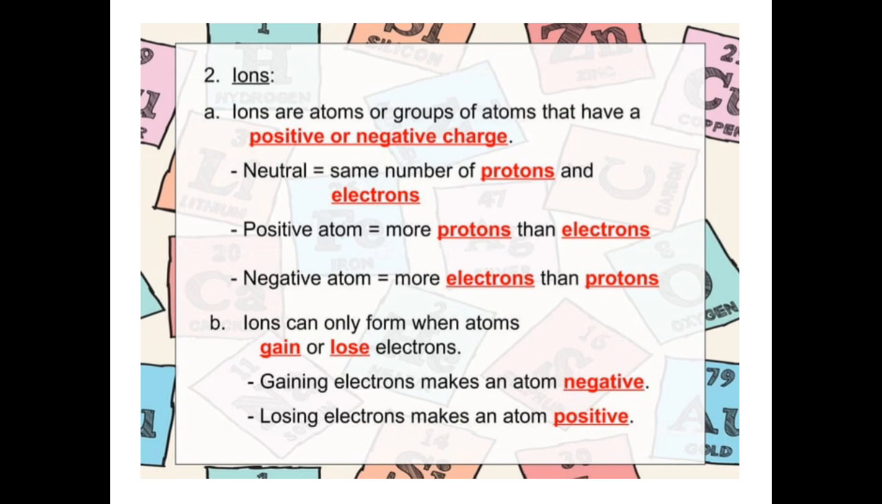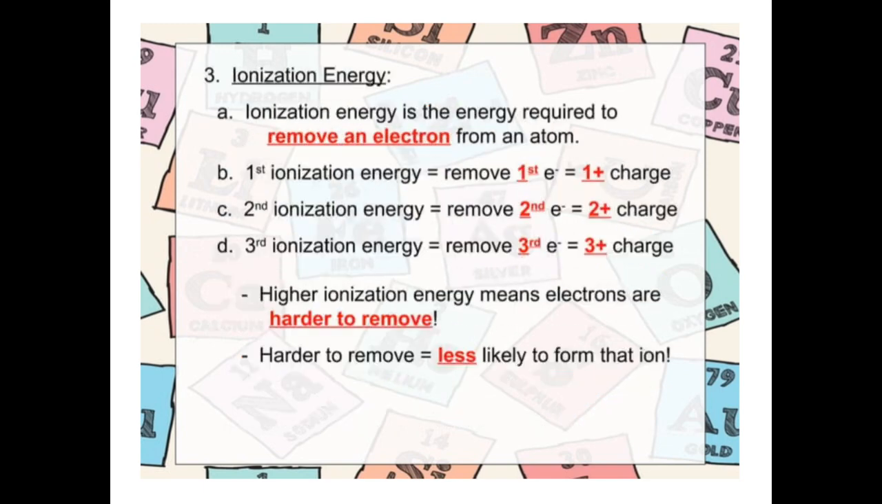Another property of the periodic table is the ionization energy. The ionization energy is the energy required to remove an electron from an atom. Now, for ionization energy, we have the first, second, and third ionization energy. For instance, if an atom has 3 valence electrons, to remove one is the first ionization energy. If you remove the second one, second ionization energy. If you remove the third one, you have the third ionization energy.